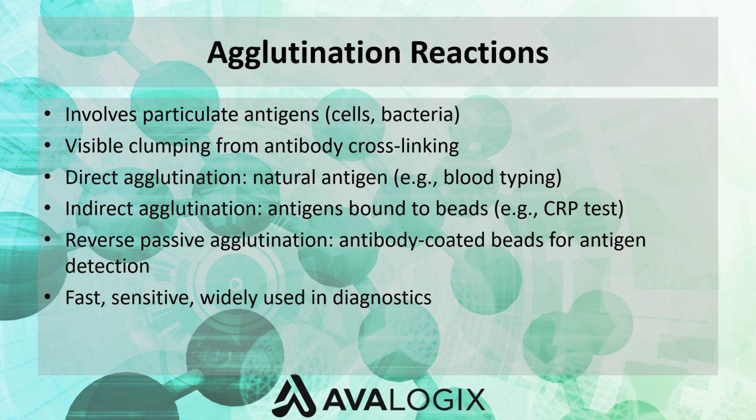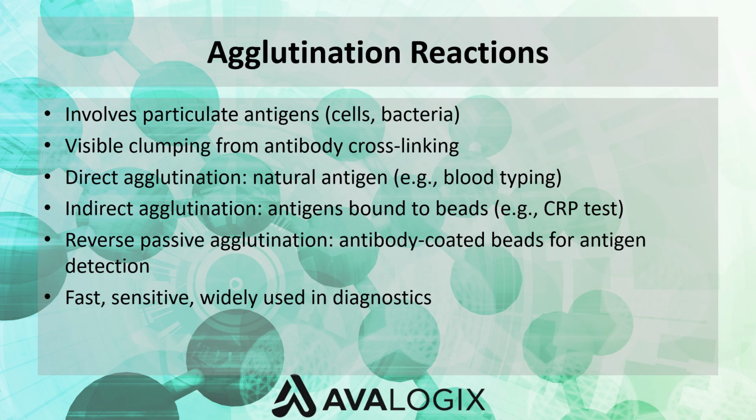In direct agglutination, the antigen is naturally present on the particle. A classic example is blood typing, when anti-A or anti-B antibodies cause agglutination of red cells with A or B antigens, respectively. This is also used in bacterial identification, like the Widal test for salmonella infections.